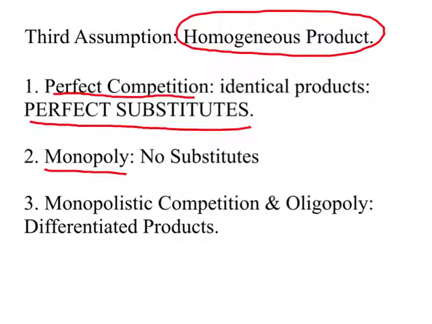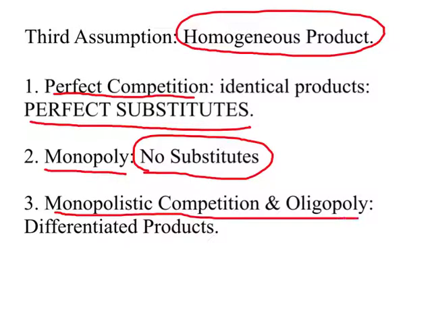And what this means is, since we have one seller in the market, no one else produces what a monopolist produces, or in other words, there are no substitutes for the product sold by the monopolist. Now, under monopolistic competition and oligopoly, we have a choice, and it all depends on the real world situation. Either different sellers could be selling identical products, or they could be selling what we call differentiated products.